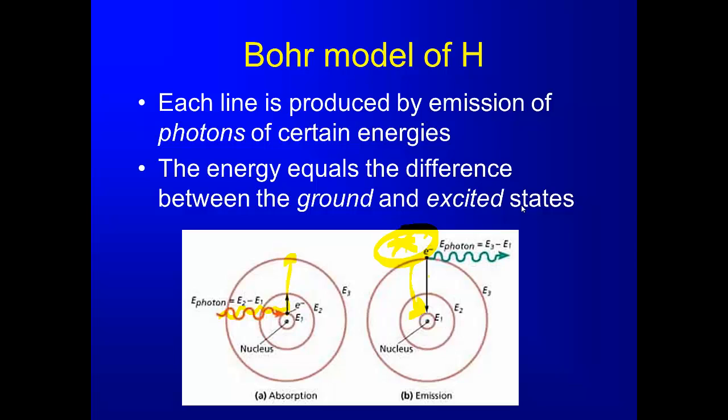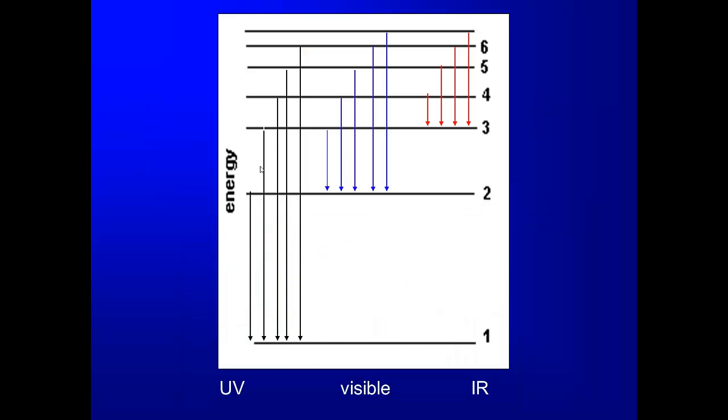So there's some blanks underneath there, and here's your lines for filling it in. Each line is produced by the emission of photons. It's just a little packet of energy, of certain energies. And this energy is just the difference between a ground state and excited state. So what they discovered, looking at this, you can draw on some arrows. These are my energy levels: my first energy, second, third, fourth, fifth, sixth.